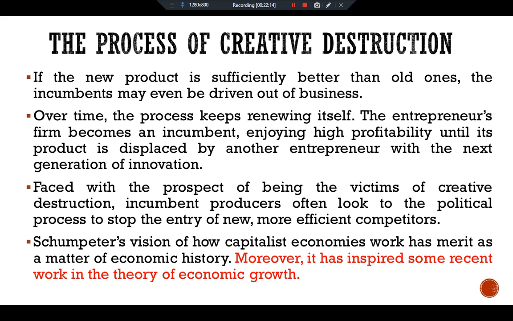Schumpeter's vision of how capitalist economies work has merits as a matter of economic history. Moreover, it has inspired some recent work in the theory of economic growth. One line of endogenous growth theory, pioneered by economists Philippe Aghion and Peter Howitt, builds on Schumpeter's insight by modeling technological advance as a process of entrepreneurial innovations and creative destruction. So this is all about endogenous growth theory beyond the Solow model.